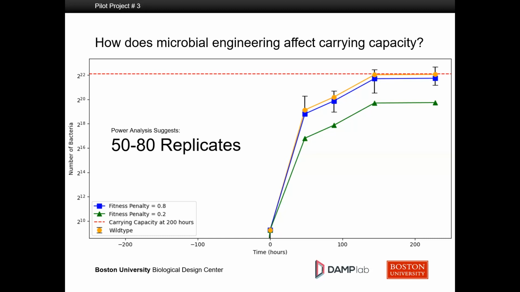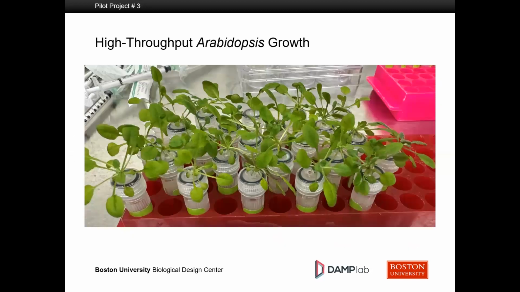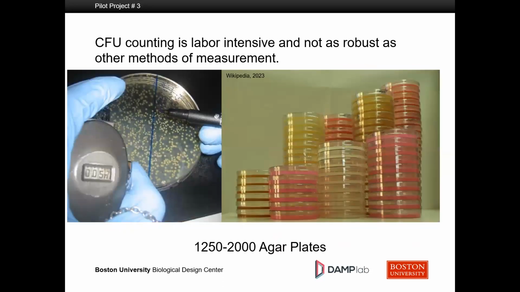And this is really where the DAMP Lab comes into play, because while I can grow these plants in a relatively small profile, and grow a large number of them, the task of counting bacteria can get multiplied pretty quickly. For example, if I were to just measure 5 different strains of bacteria that express a protein at 5 different levels, it would amount to some 1,250 to 2,000 agar plates to get the power that I need to be able to demonstrate that there is a fitness effect between these two populations.